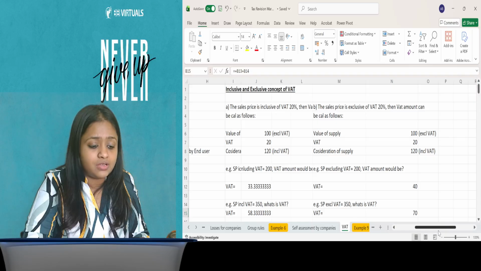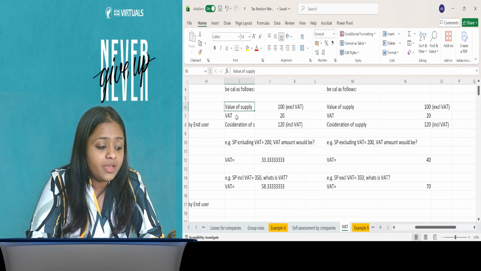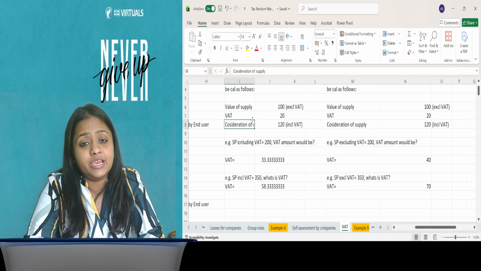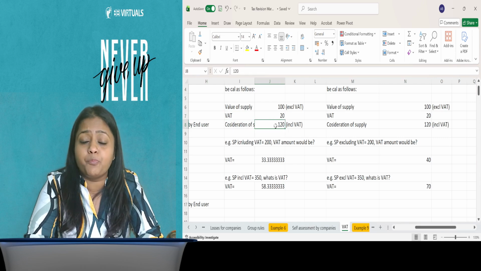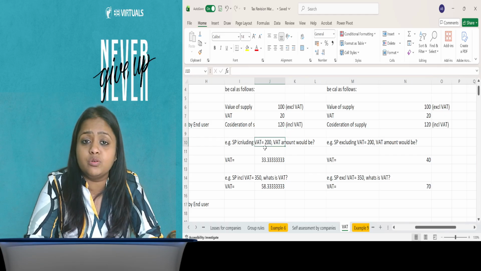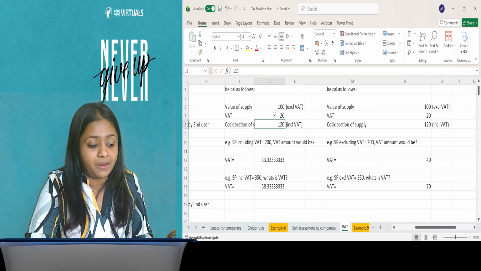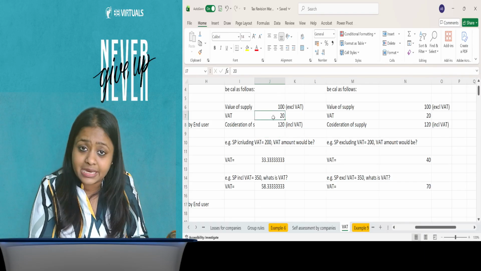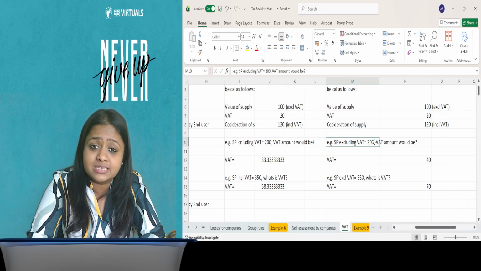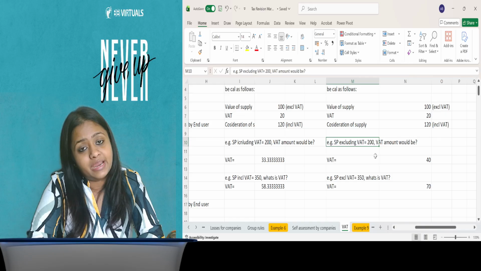Now let's quickly understand the concept of inclusive and exclusive VAT. Please take the value of supply as 100, VAT is 20, and consideration of supply is 120. If the question tells you that this value is including VAT, that means it is proportionate, all equivalent to 120. So if your selling price including VAT is 200, to calculate VAT, simply divide 200 by 120 and multiply by 20. This is the proportion that you will create in your exam and do the calculations. If the value is excluding VAT, then life is easy because on the value excluding VAT, you multiply 20% on it and get the VAT amount.